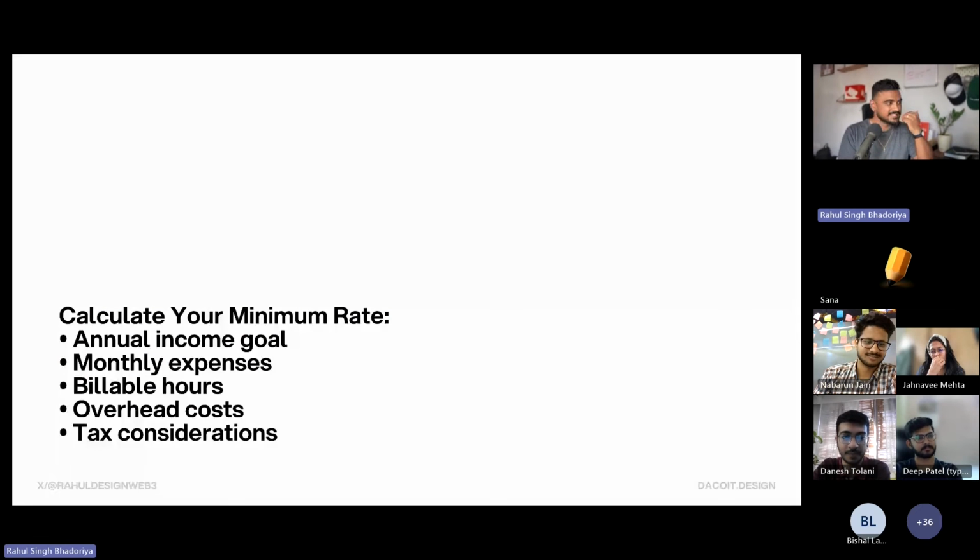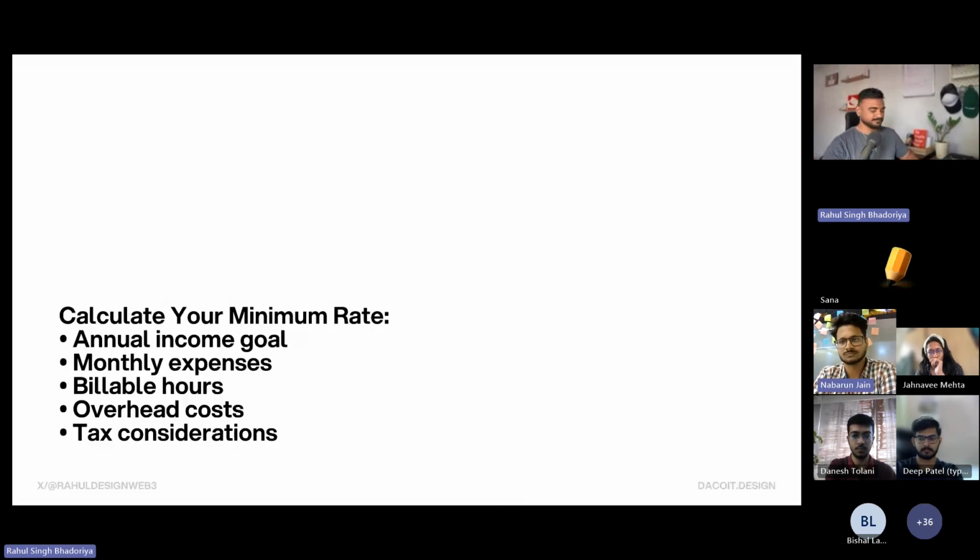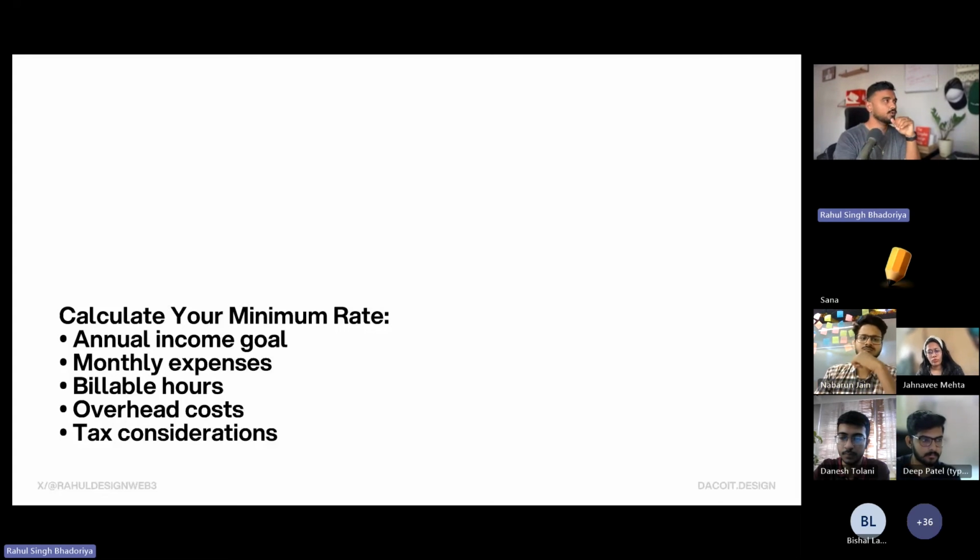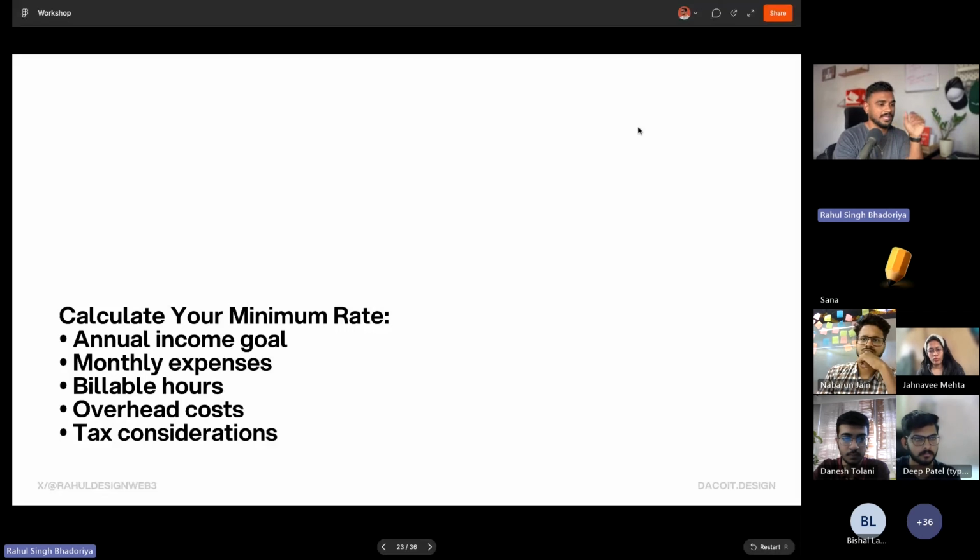Good. Let's calculate your minimum rate. Now, this is another way of calculating your hourly rate. This is an exercise which you're going to do together. As a freelancer, as I told Deepak, don't think like a freelancer, think like an agency person. Write down these numbers. What I'm going to try to do is, if I can edit this slide, I'm going to do it live with you all.